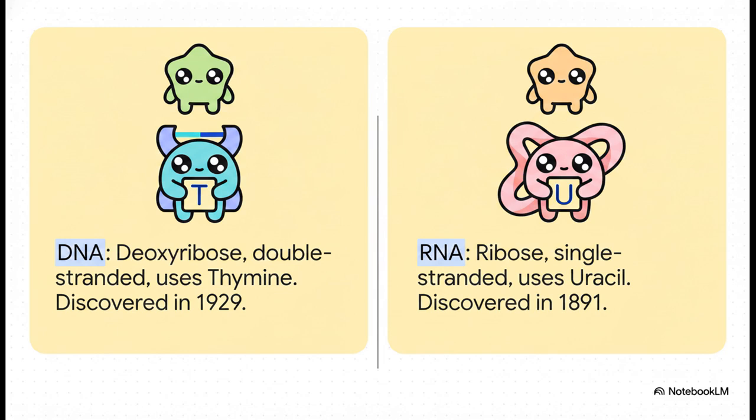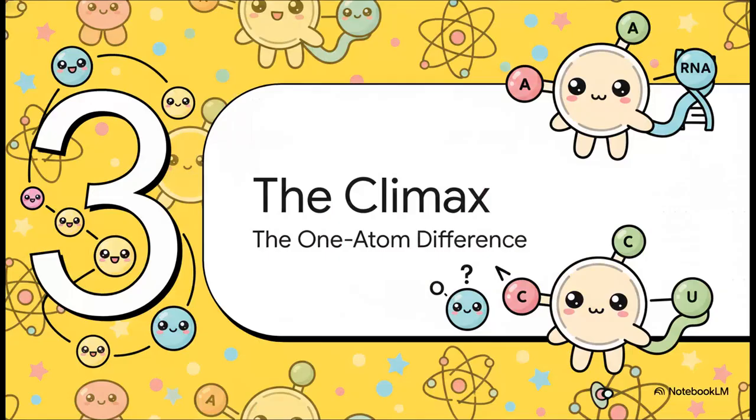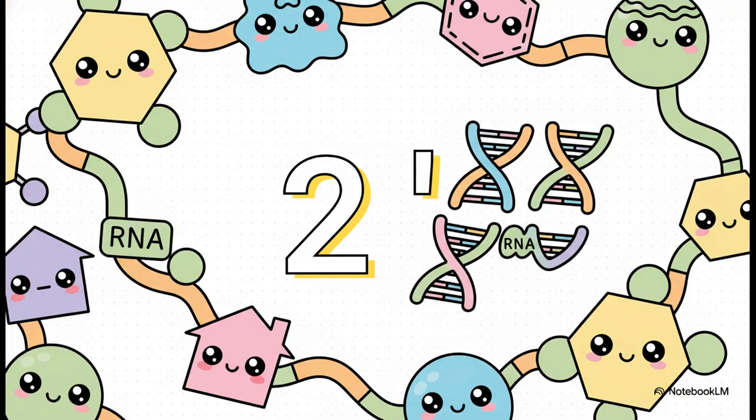There's also a base swap. RNA trades thymine for uracil. But you know what the real game changer is? It's hidden right there in the names of the sugars themselves. And that brings us to Section 3, the climax. The one-atom difference. 2'. That right there is the magic number.